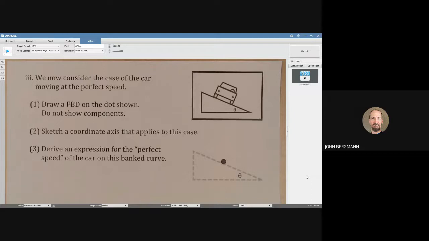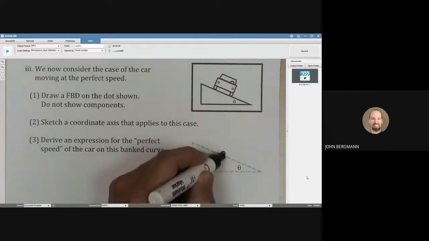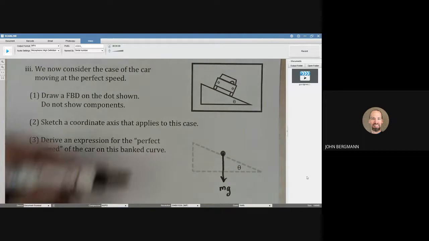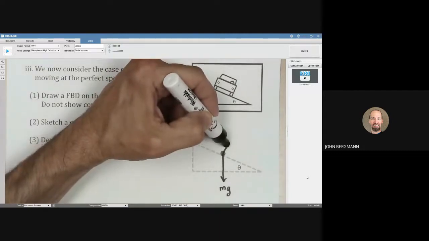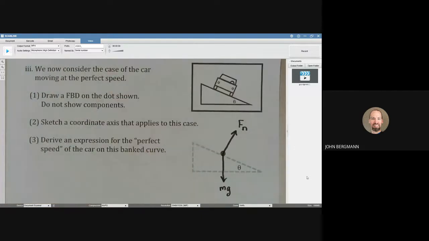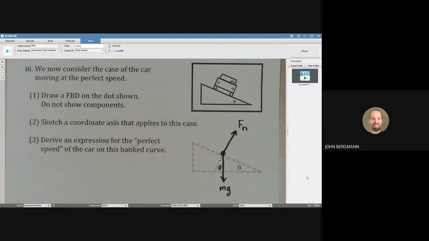We now consider the case of the car moving at a perfect speed. Draw a free body diagram on the dot shown and don't show components. If we're moving at a perfect speed, there's no friction. So what would our free body diagram look like? I put the banked curve in there to just kind of help us focus. mg is going to act that way. And then what do we have here? We have normal force, which is at right angles to the surface, Fn. And isn't it true that right in there, that is theta as well, that little angle right there.